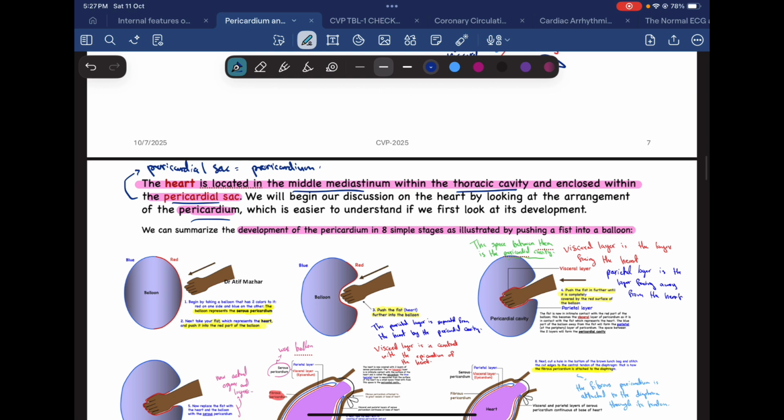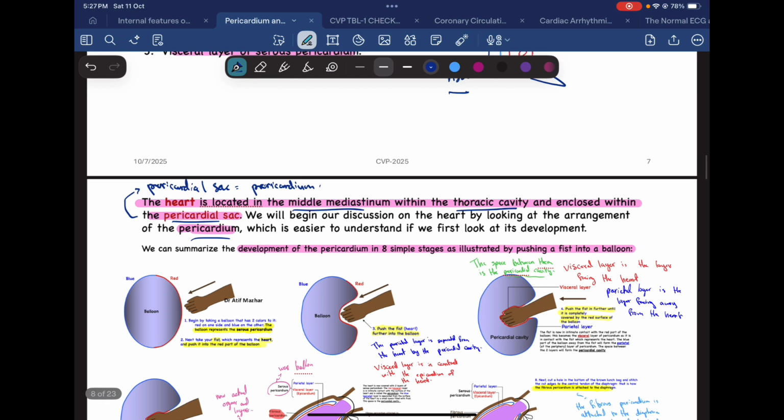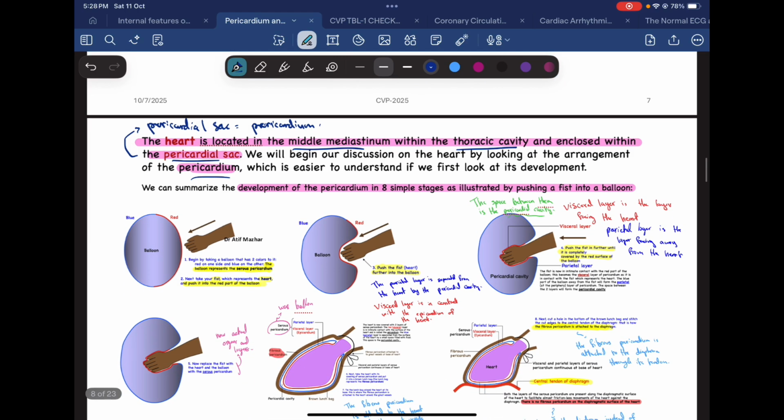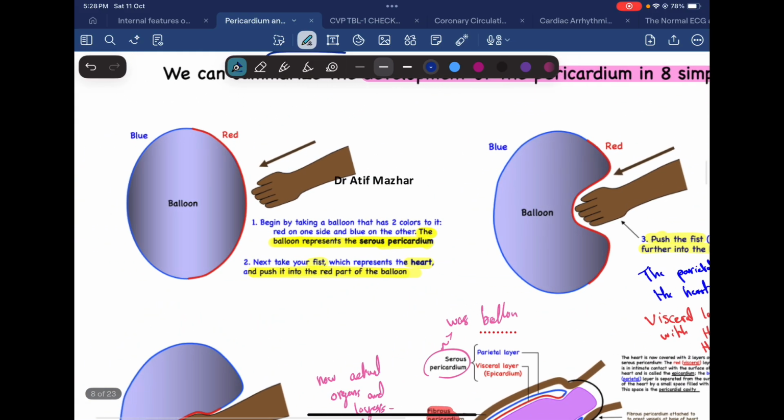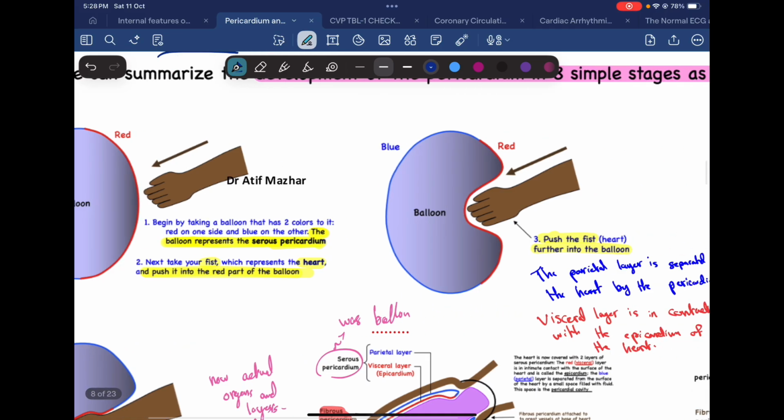The heart, as I said, is going to be in the same place as the pericardium. It's in the middle mediastinum. It's within the thoracic cavity, and you have the pericardial sac around it. Pericardial sac is basically pericardium. Now, there are 8 simple stages to illustrate the pericardium. I don't think we need all of them, but what we need is that the balloon is basically the pericardium, and your fist is the heart.